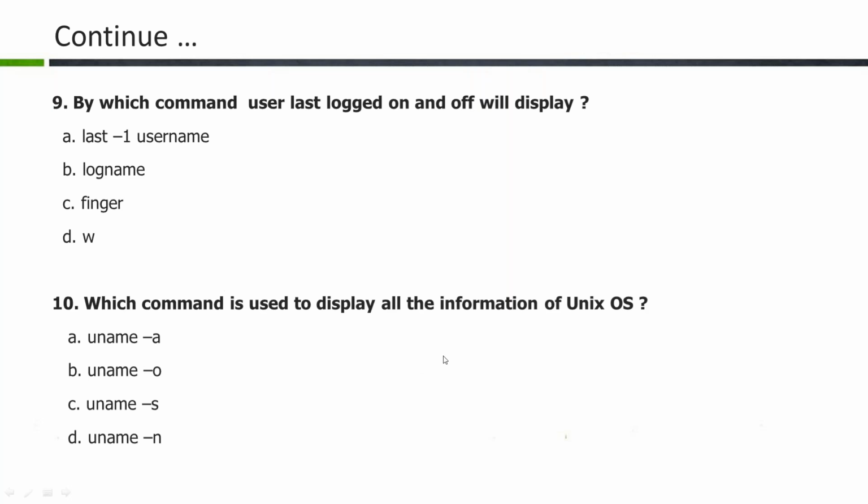Which command is used to display all the information of the Unix operating system? If you don't know the exact parameter, then what to do? We discussed that. Which parameter is that? Uname -o, sir. No, -a. A for all information.